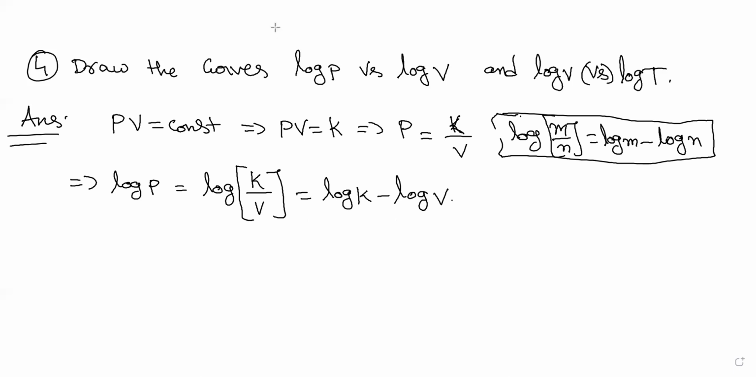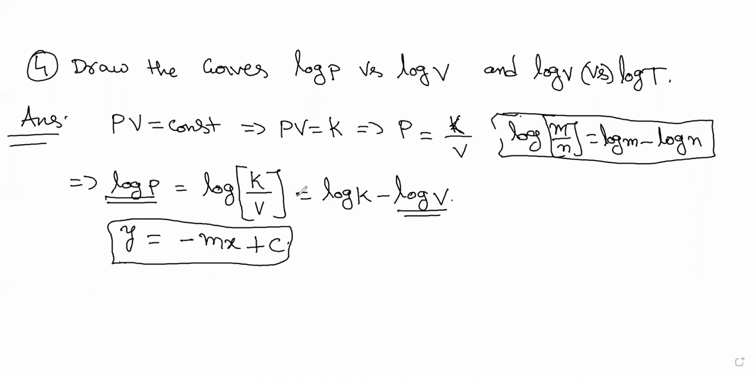So this is log K minus log V, log P. So how does the curve look like? This we have to compare with, let us take log P as Y, and Y is equal to minus log V, here there is minus log V. Minus mx plus c, this type. This is the equation of a straight line. So when we compare with the equation of a straight line, we get the curve like this. Generally when we take logarithms, straight lines are generated. Logarithmic curves generally generate straight lines.